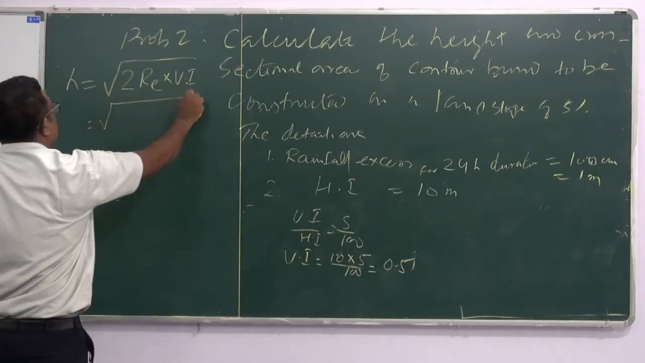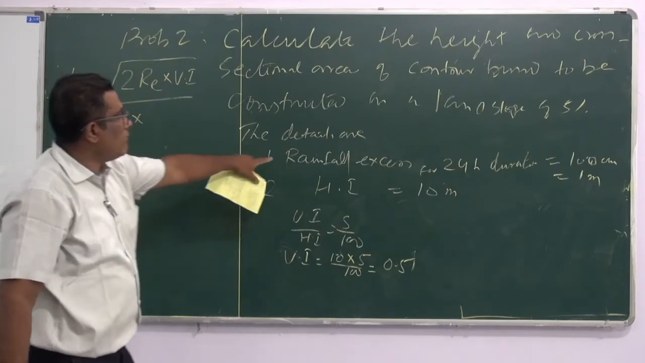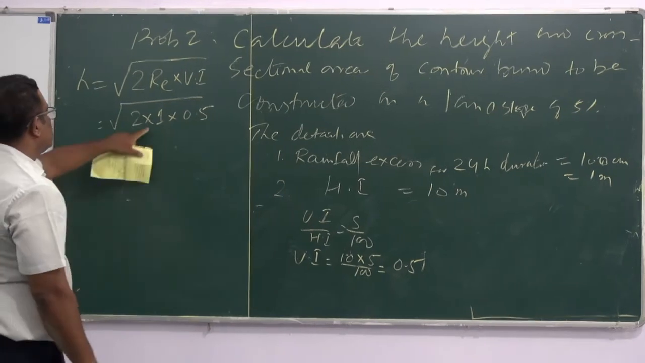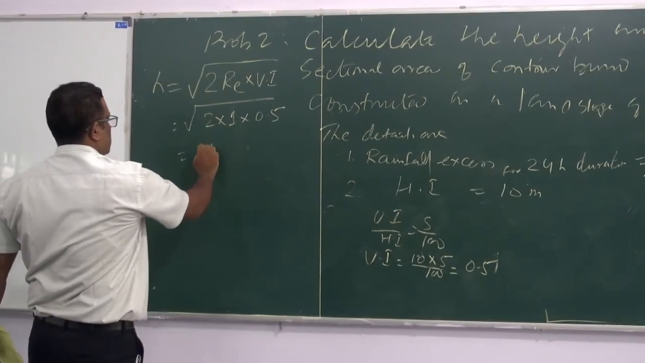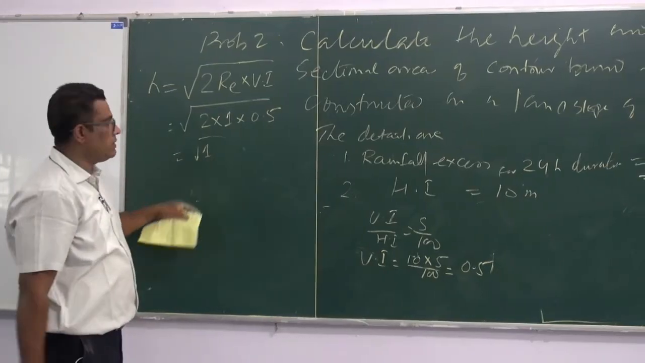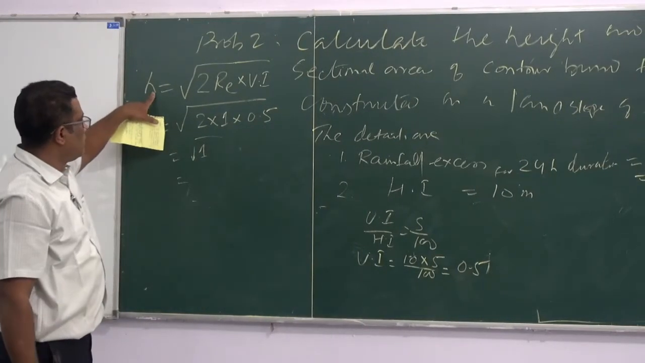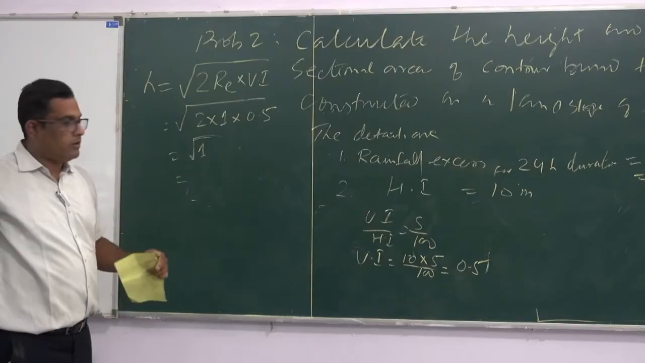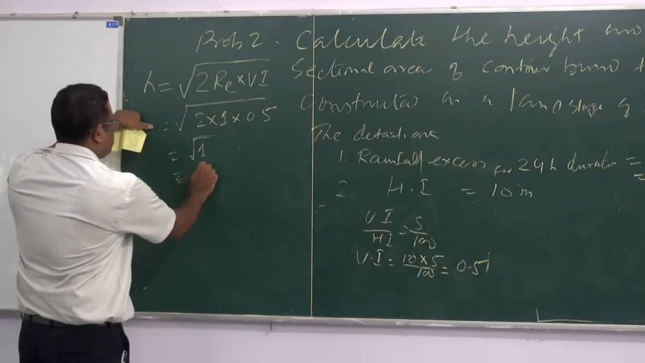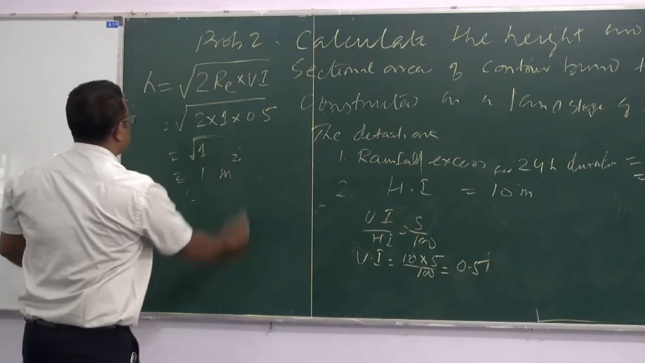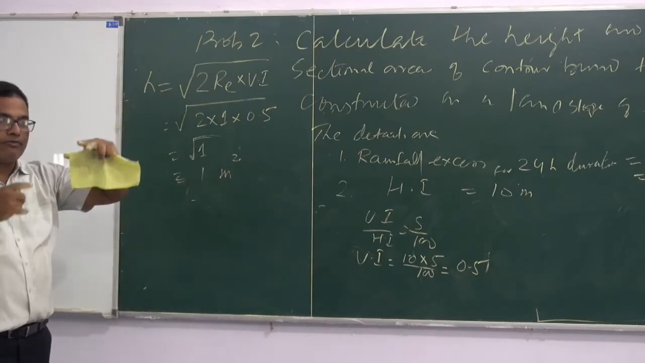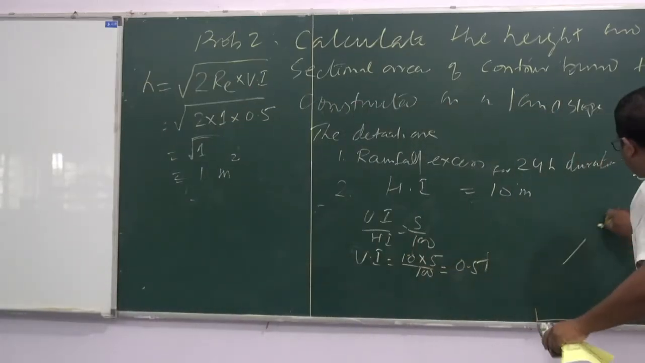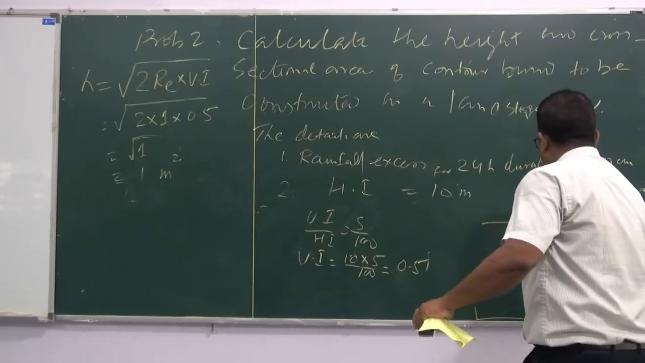So this will be under root 2 into rainfall excess is 1 meter, 1 into 0.5, that is under root 1, whatever value comes, that will be your height of the bund. So what is under root 1? I have to find out. So say it is 1 meter, but this is only the height of the impounding water. This is the height of this. Here your water reaches.